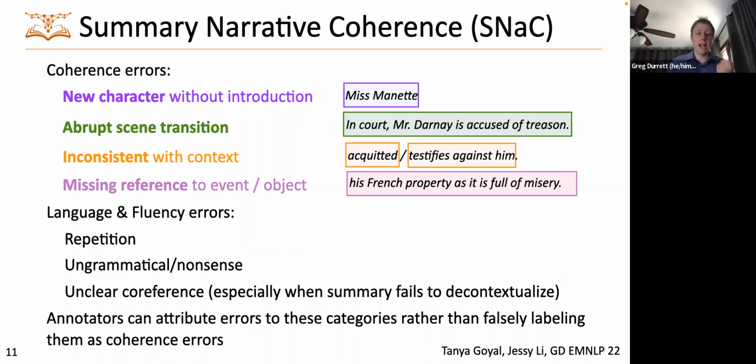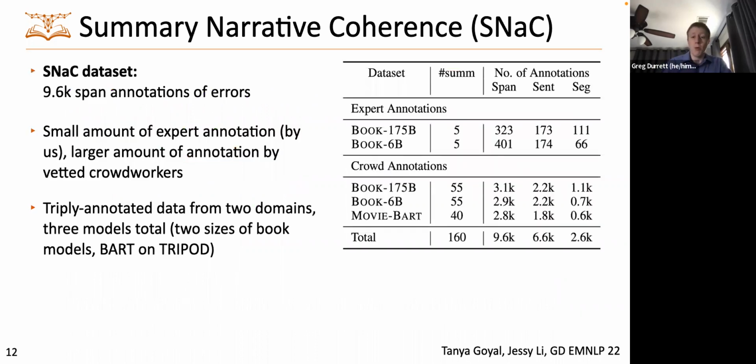And what we're going to do is annotate data. The other benefit of having these language and fluency errors is that annotators can attribute errors to these categories rather than trying to shoehorn them into these 4 types of coherence errors that we've got here. So what we did was we annotated around 10,000 spans in system-generated summaries with these types of errors. We looked at 2 data sets, both the books and also these movie scripts, and we looked at 3 models, 2 different models for books and 1 for movies.